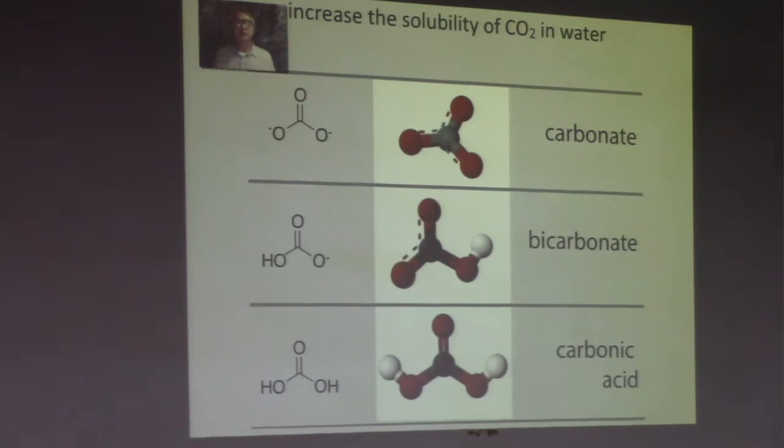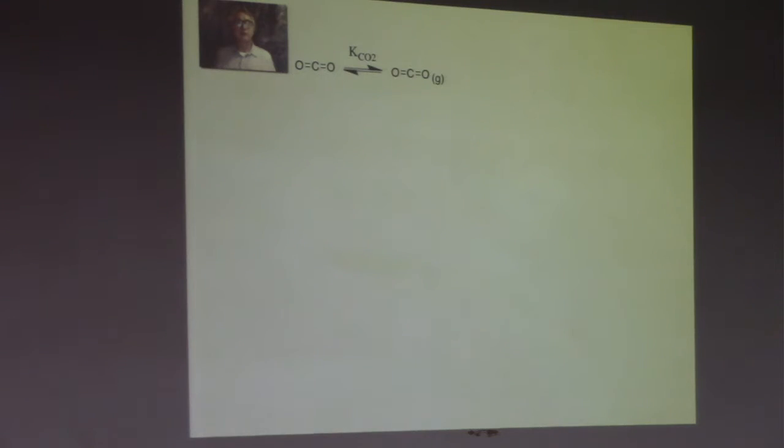In particular, we note that when CO2 dissolves in water, it can dissolve as a carbonate ion, a bicarbonate ion, or as carbonic acid. And the nature of these species and their distribution in water turns out to be very important. For example, we show here the Henry's law coefficient for CO2 dissolving into water. Here's CO2 in the gas phase in equilibrium with CO2 in the liquid phase. Previously, this is all we've considered with regard to CO2 in water.